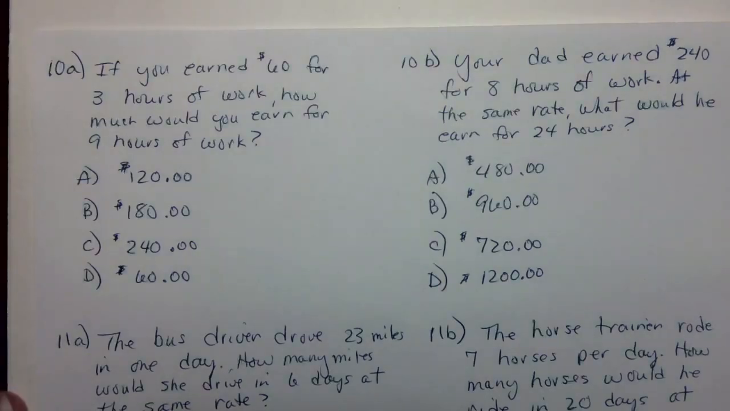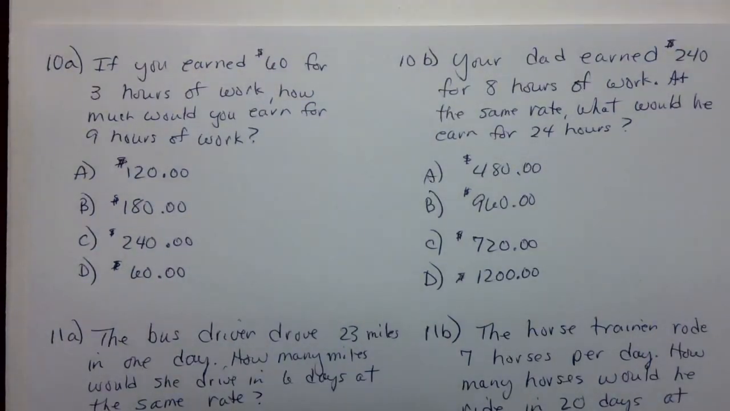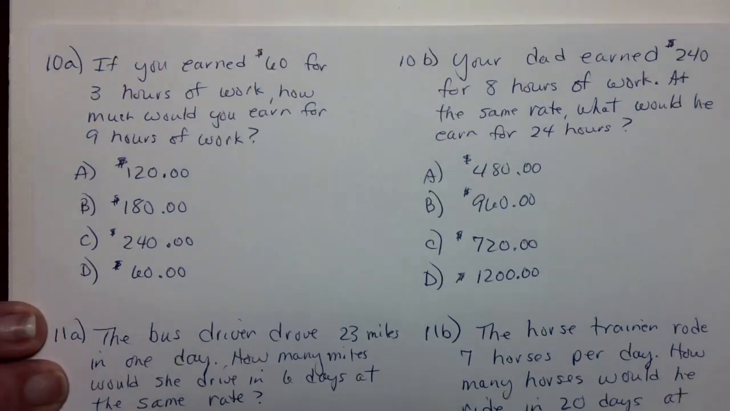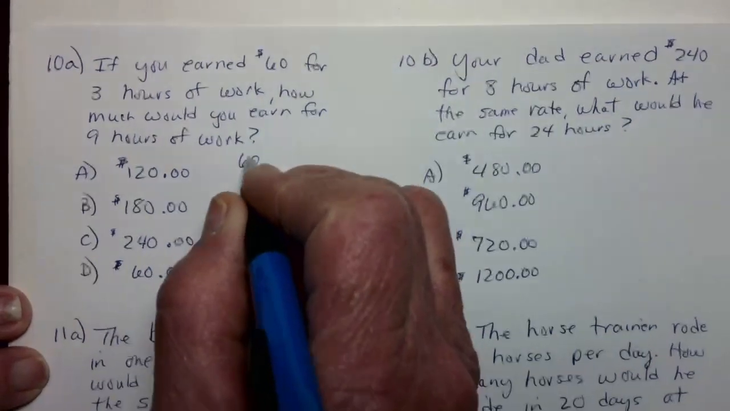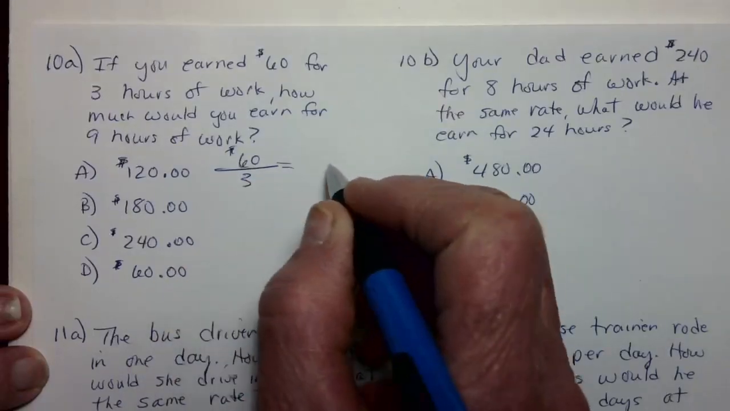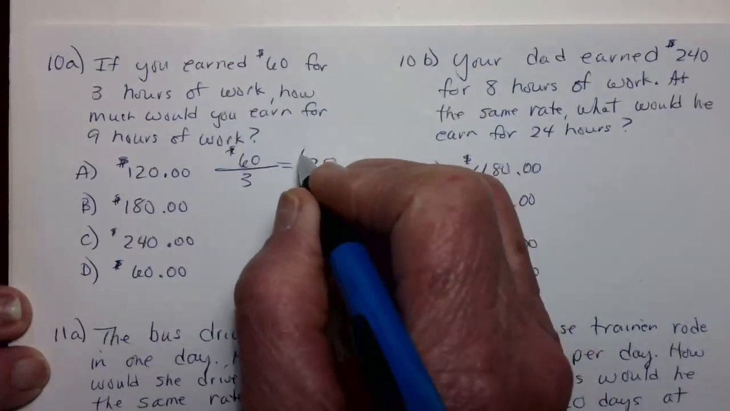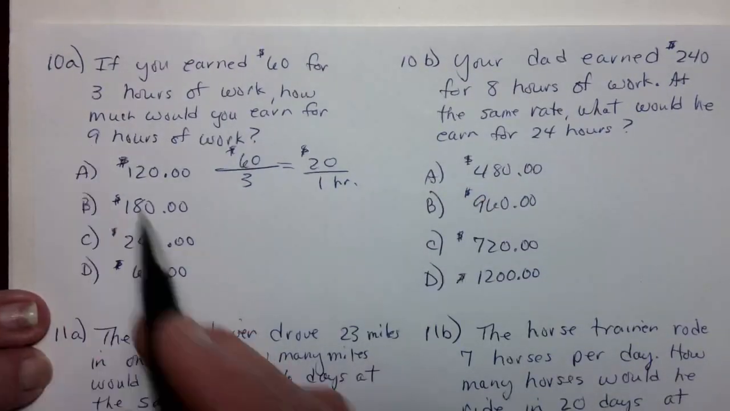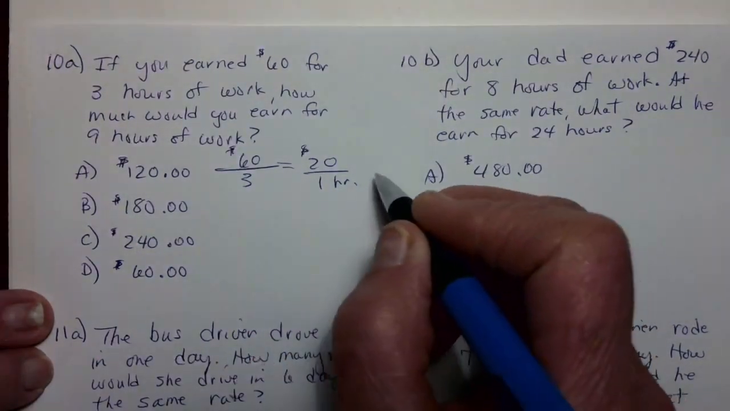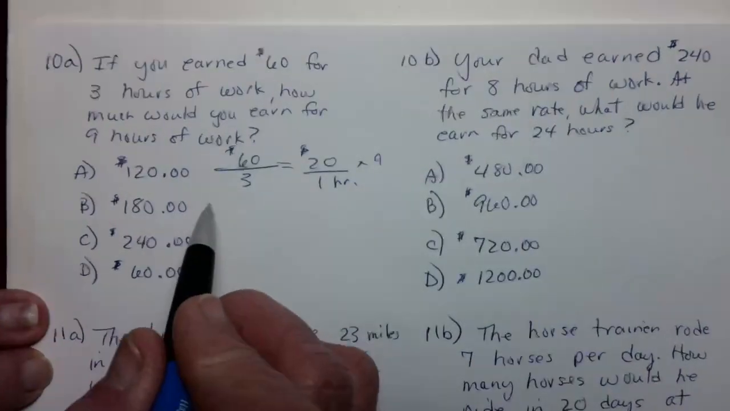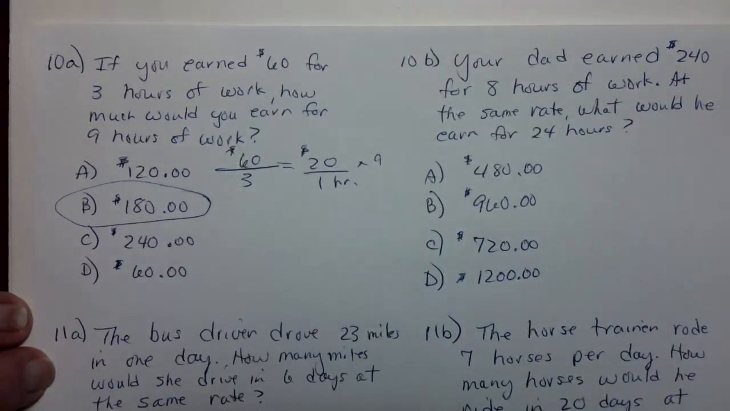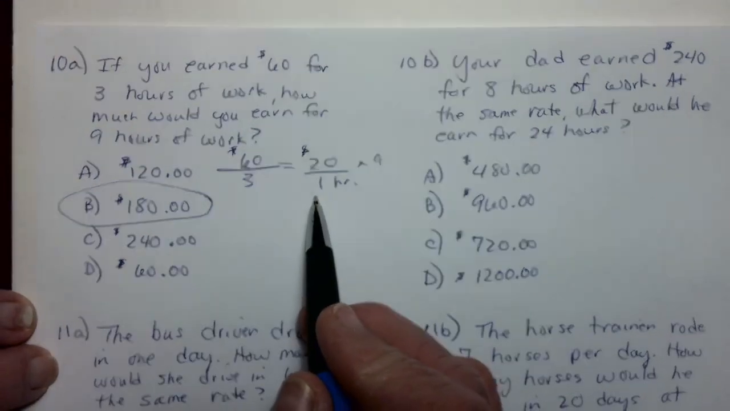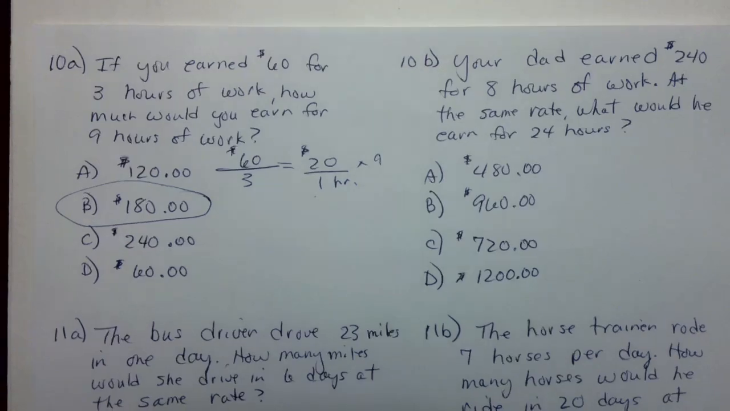If you earn $60 for working 3 hours, how much would you earn for 9 hours? Okay. $60 for 3 hours. Well, 3 goes into 60 20 times, so you were getting $20 for 1 hour. And now you're going to work 9. So what's $20 times 9? $180 right there. You have to get it to 1 hour and then multiply by the number of hours that you want.